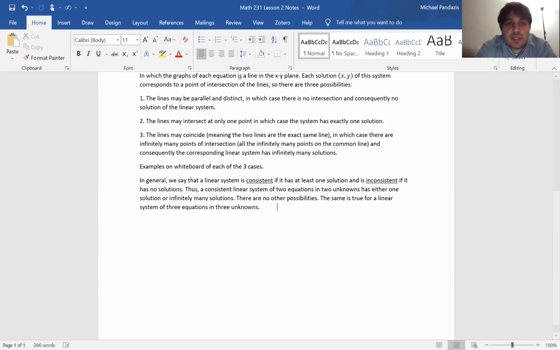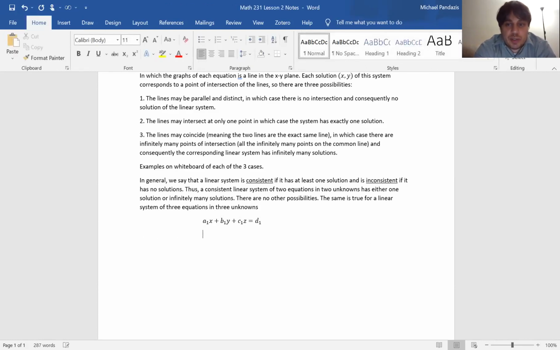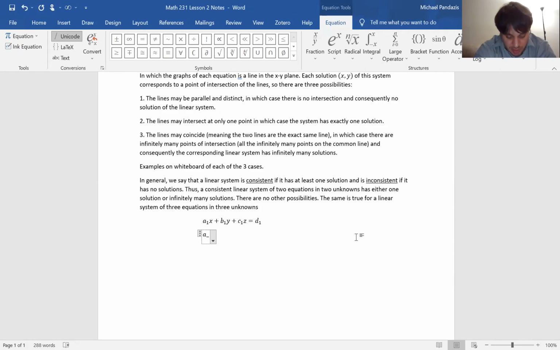Okay, so the same is true for a linear system of 3 equations and 3 unknowns. And so you could represent such a system as A1x plus B1y plus C1z is equal to D1. That's the first equation in that linear system. The second equation would be A2x plus B2y plus C2z is equal to D2.